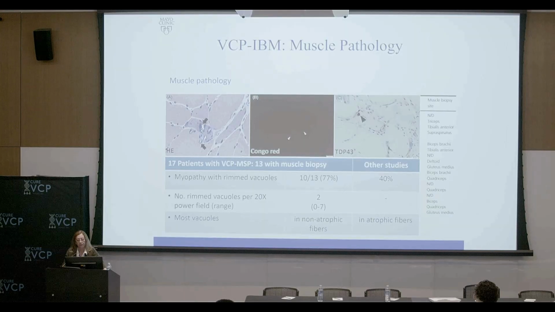The other element to consider is that the distribution of rimmed vacuoles in muscle tissue is not homogeneous. Indeed, when we looked at the number of rimmed vacuoles per low power field, there was a range varying from 0 to 7. So considering the variable distribution of the vacuoles in the tissue, and also the muscle biopsy size, open biopsy versus needle biopsy, you can perhaps explain this variability in findings.